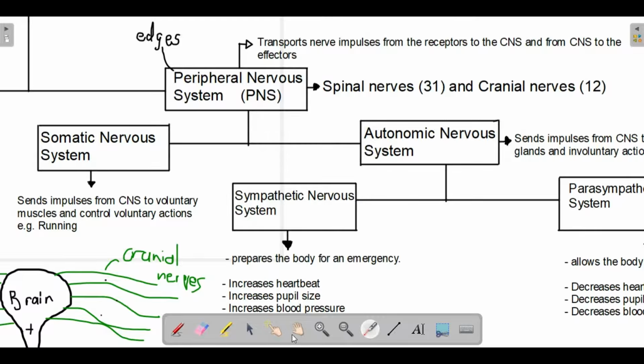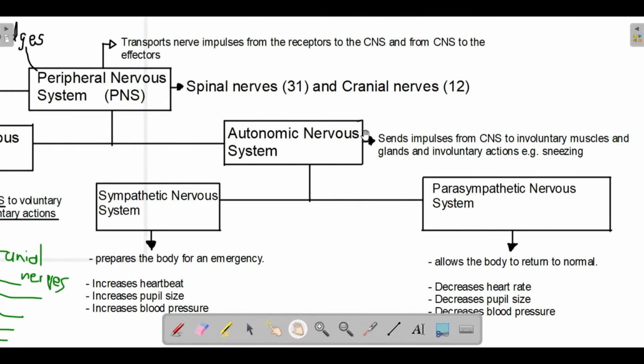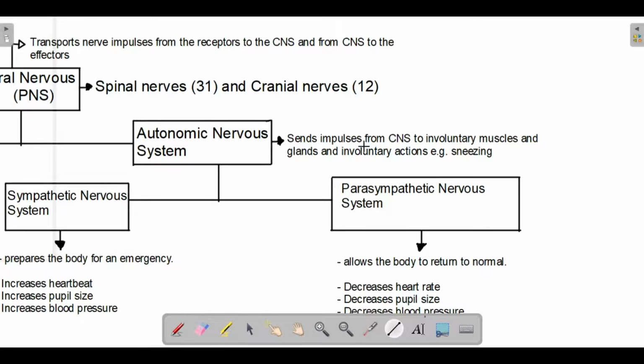The somatic nervous system is the part of the peripheral nervous system that sends impulses, again electrical messages, from the central nervous system to voluntary muscles. So it really controls voluntary actions, such as running and so on. All in all, the somatic nervous system is responsible for voluntary actions. It controls your voluntary actions. And then your autonomic nervous system controls your involuntary actions. So autonomic, automatic.